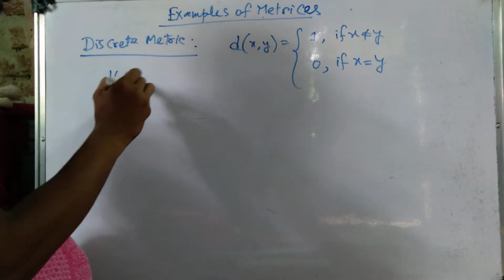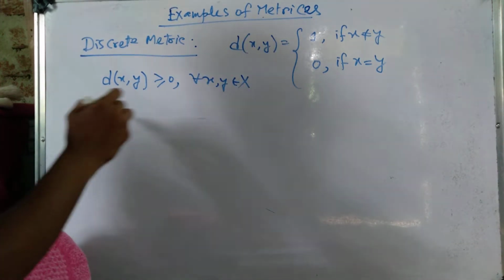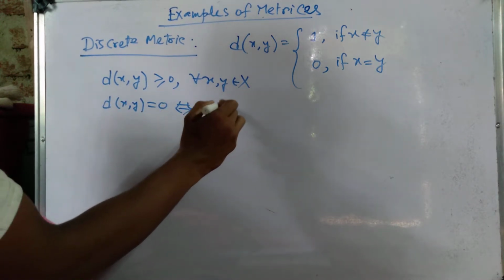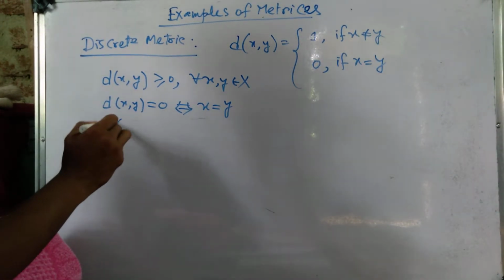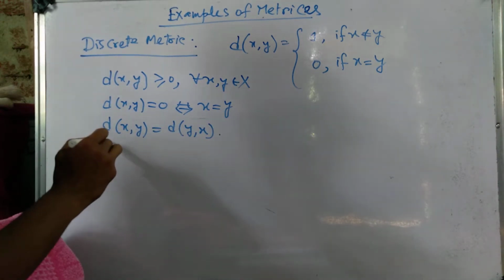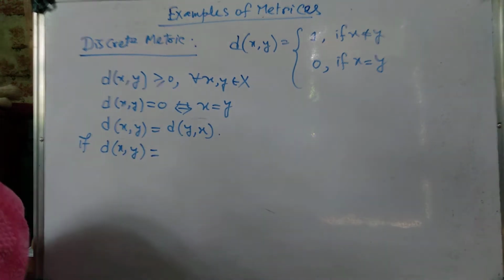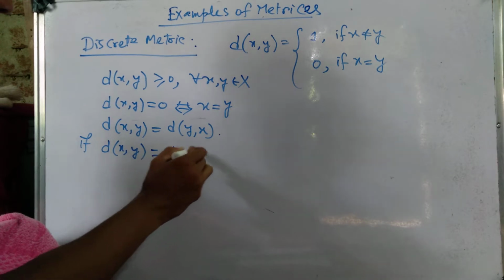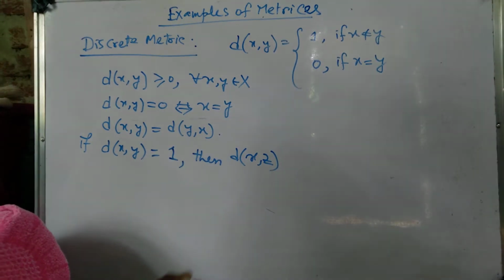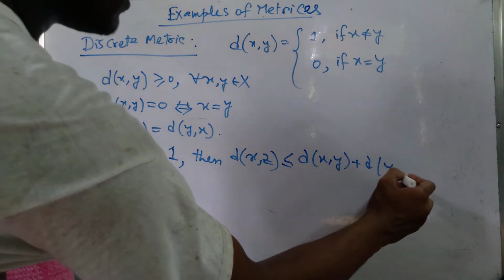We know d(x,y) is greater than or equal to 0 for all x, y belonging to X, and d(x,y) equal to 0 implies x equal to y. Okay, and d(x,y) equal to d(y,x). Now, if d(x,y) equal to 1, then d(x,z) is less than or equal to d(x,y) plus d(y,z).